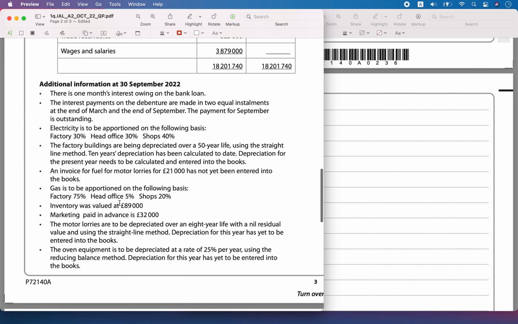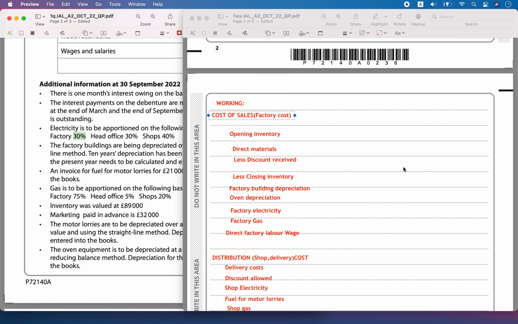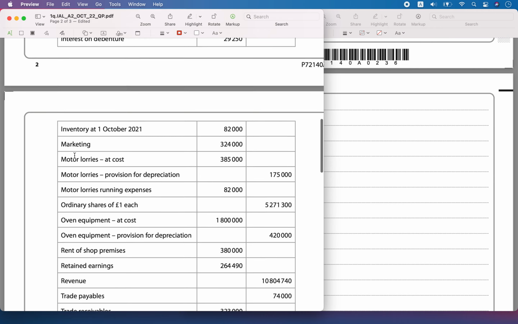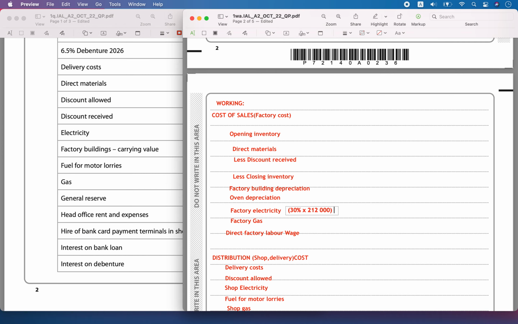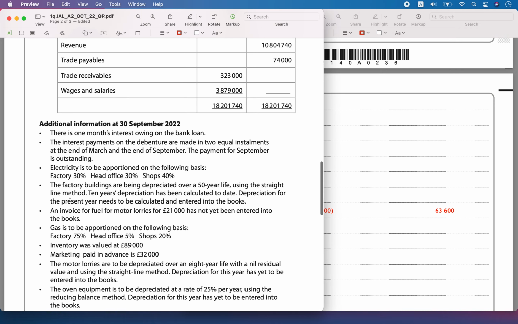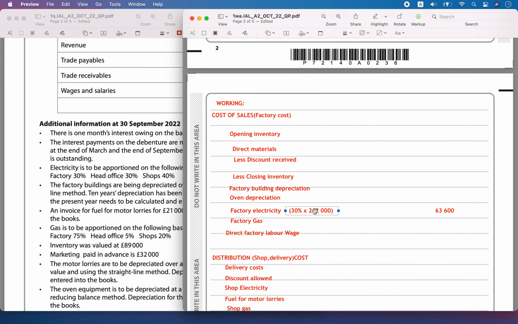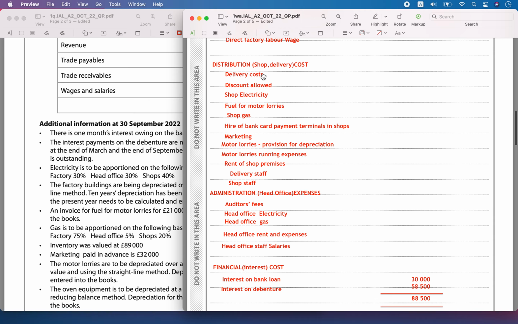The next one, let's calculate the cost. What is the additional information we have here? Electricity is to be apportioned. For the factory it is 30 percentage, so let's calculate the electricity for the factory. It says 30 percentage of the amount given for electricity, which is 212,000. So 30 percentage of 212,000 is 63,600. Then they have given electricity for the head office as 30 percentage. Again it is 30 percentage of 212,000 for the head office electricity expense. So let's write it here.